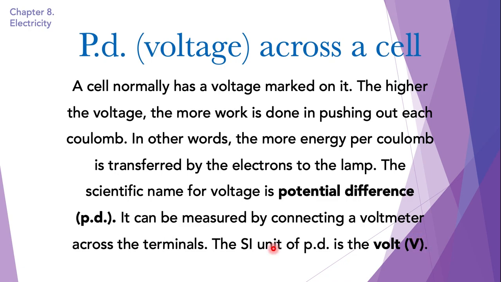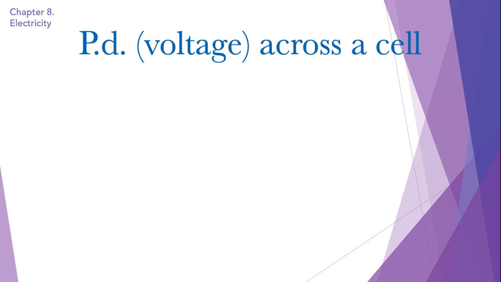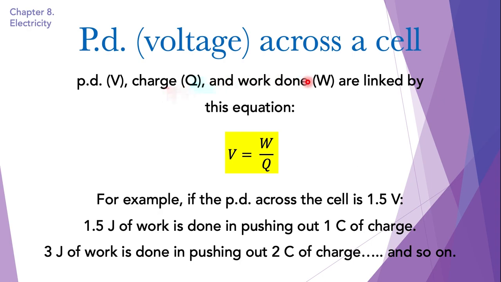So potential difference is basically voltage, a scientific name for voltage. Voltage is another name for the work done in pushing out each coulomb, and we also call voltage potential difference. Potential difference, charge, and work done are linked by this equation: V is equal to W upon Q. V represents potential difference, W represents work done, and Q represents the charge. So if we divide work done by charge, we will get the potential difference.